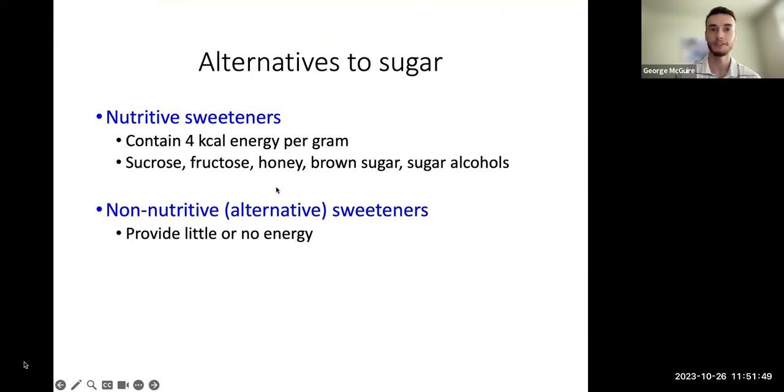But we also have lots of alternative sweeteners. So these are our non-nutritive sweeteners, which provide little to no energy. Right? They're not organic molecules that our body is going to access and transform to provide energy in any way. They are simply there to stimulate our taste buds to make our food taste sweet without actually having any sugar in it.